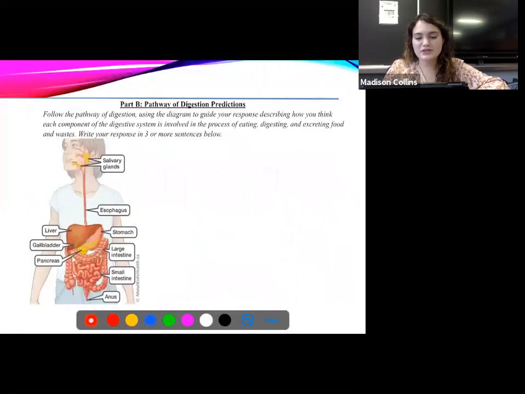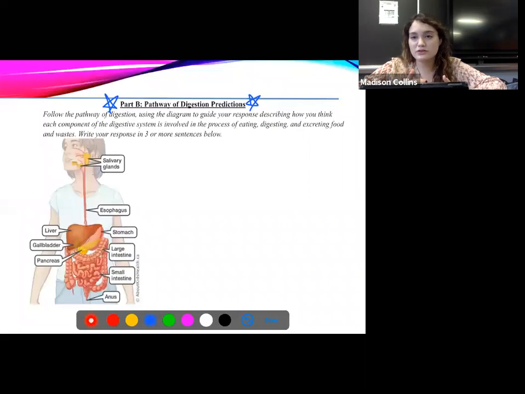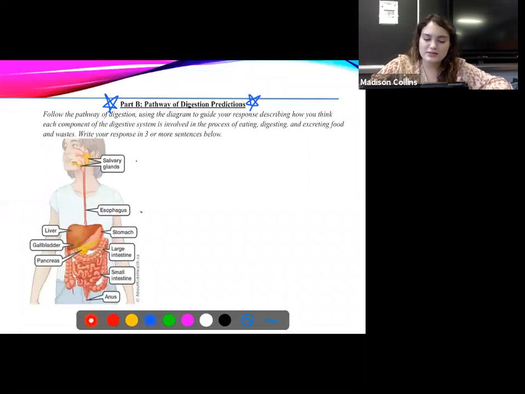Now, the last thing I want you guys to do today, you're actually going to do on your own. So I want you to complete part B independently. You guys are going to follow the pathway of digestion using the diagram to guide your response, describing how you think each component of the digestive system is involved in the process of eating, digesting, and excreting food and wastes. Write your response in 3 or more sentences below. So when you write this, I want you to explain, using what you've learned so far, how does the digestive system work?